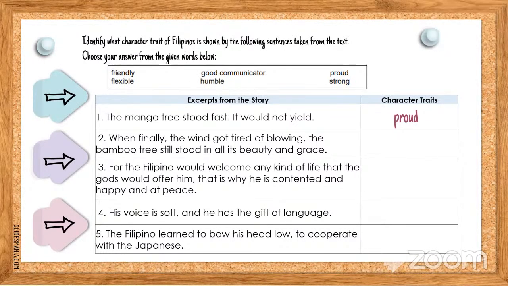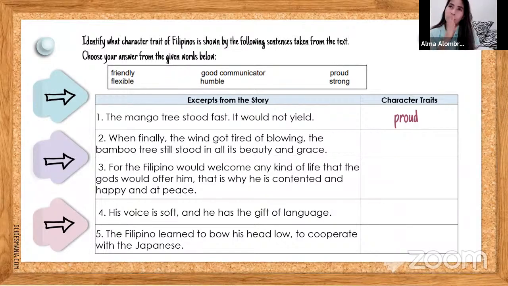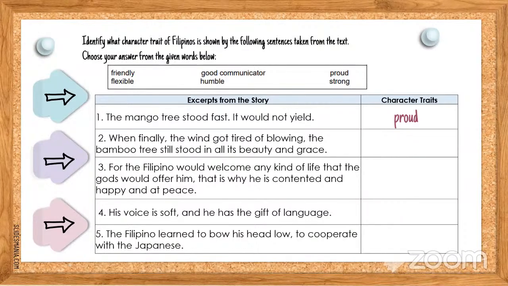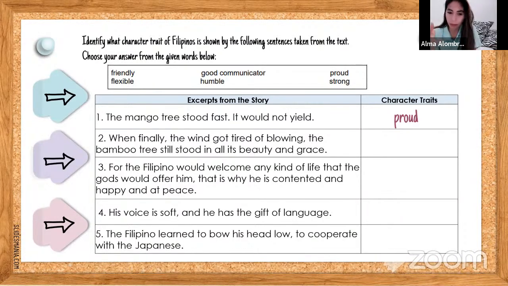Number 2: When finally the wind got tired of blowing, the bamboo tree still stood in all its beauty and grace. Good communicator. When you say communicator, it talks about speaking, about communication, your ability to speak. So the wind got tired of blowing should be the perfect answer.